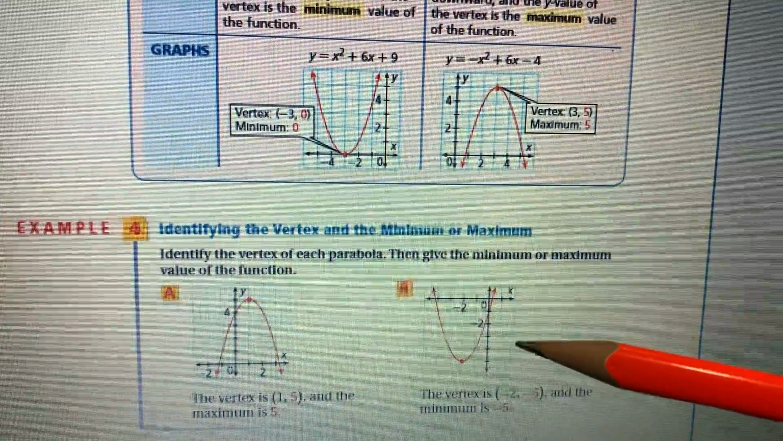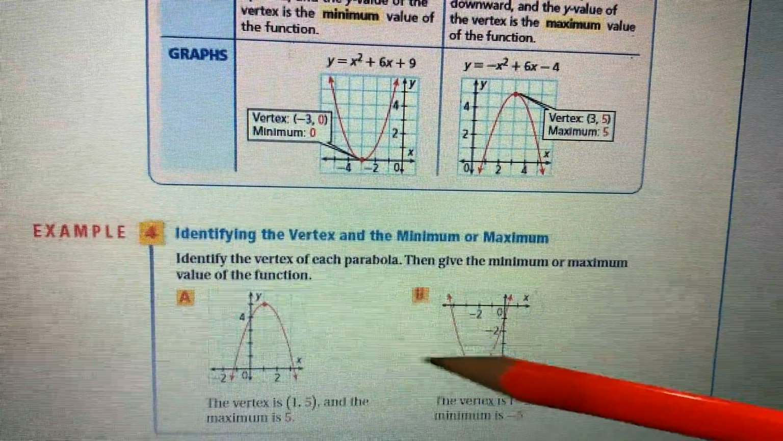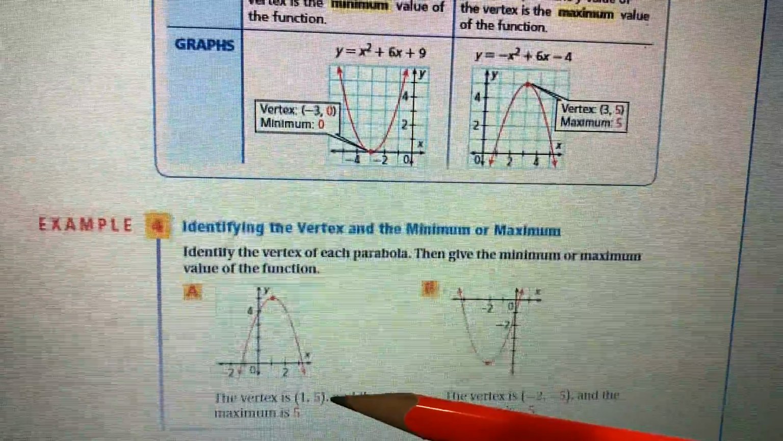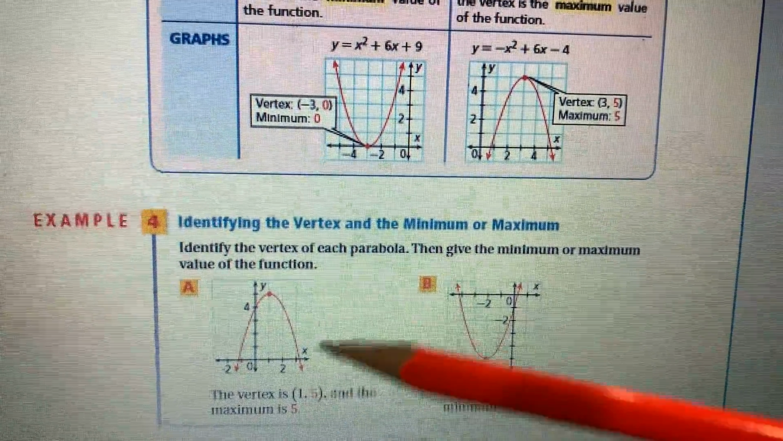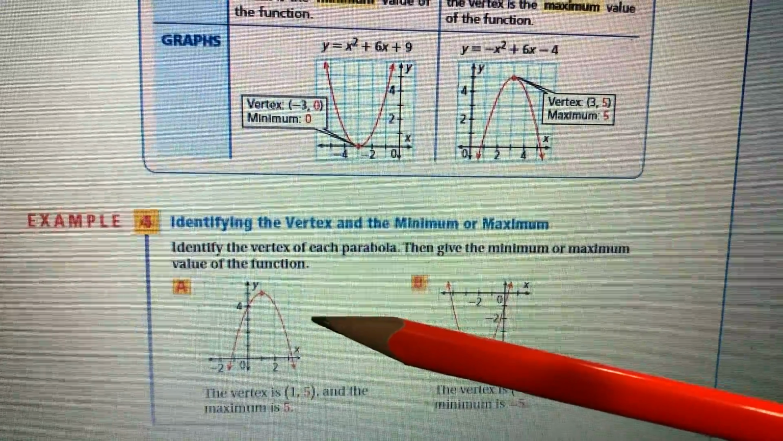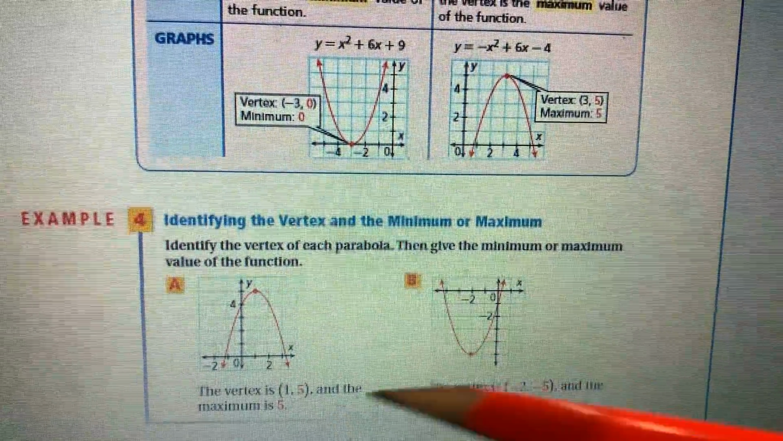Okay, you're going to be encountering exercises in which you're going to see the graph. You're going to have to determine the point of the vertex, and you are going to have to tell me if that's a maximum or minimum value and what the value actually is.